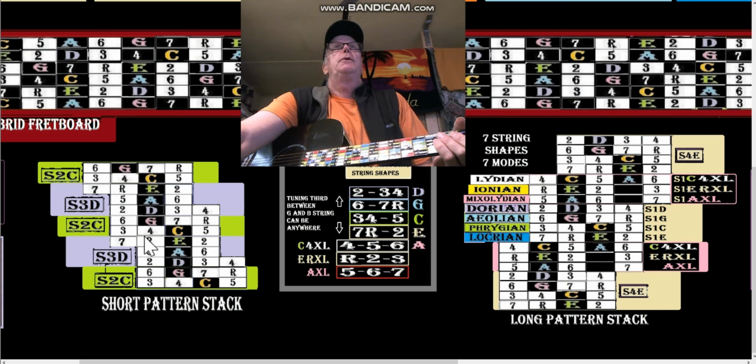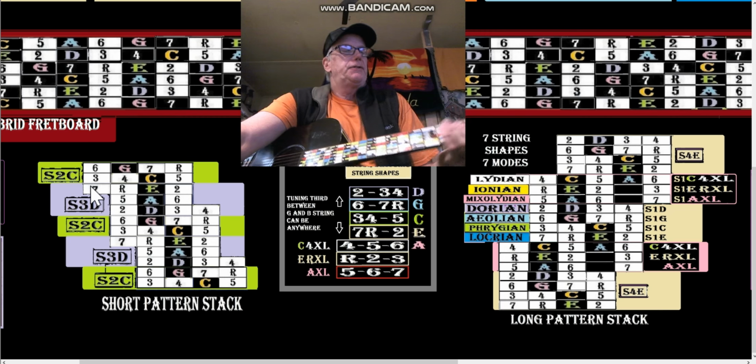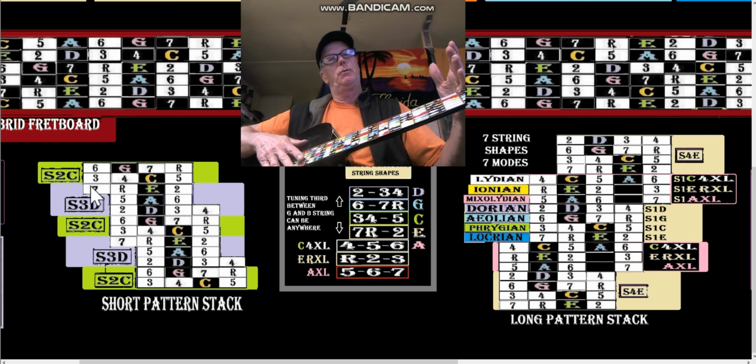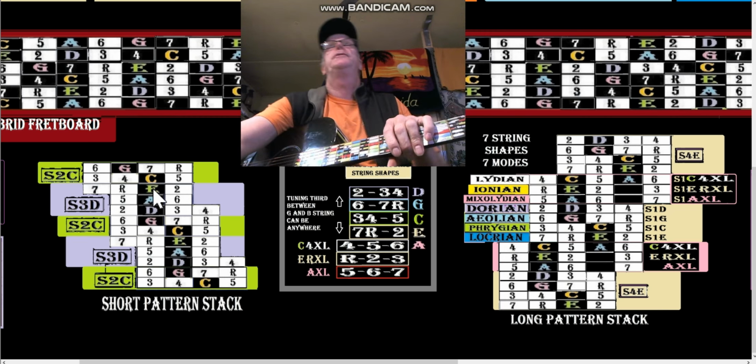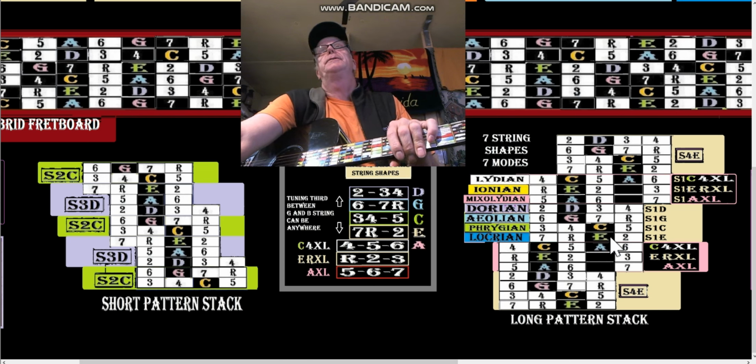But if you're just going up 6 strings, it's only going to move over 1 fret. So you want to play from at least fret 1, unless you want to do an adjustment and play the long patterns.